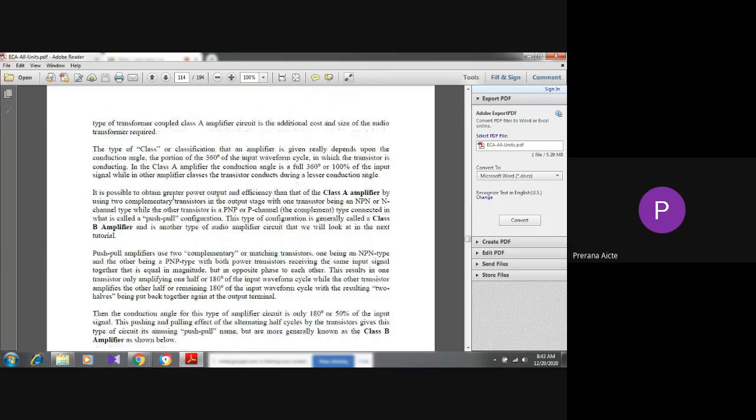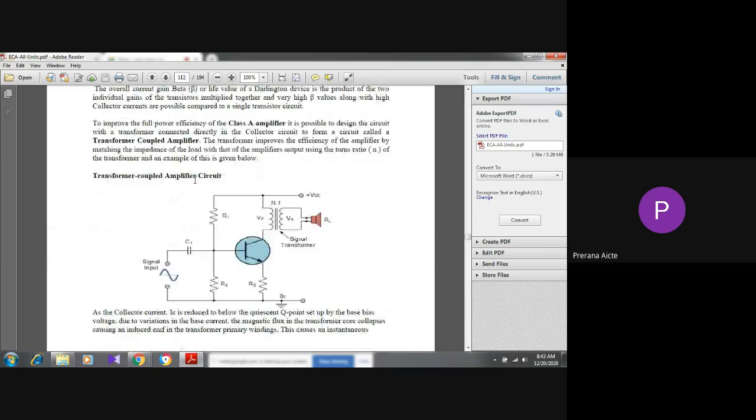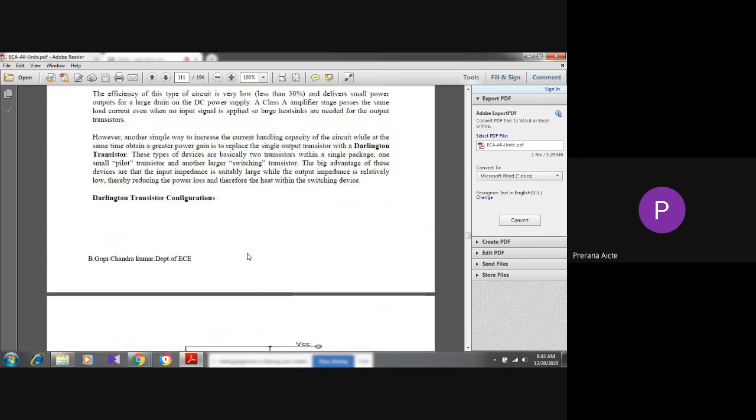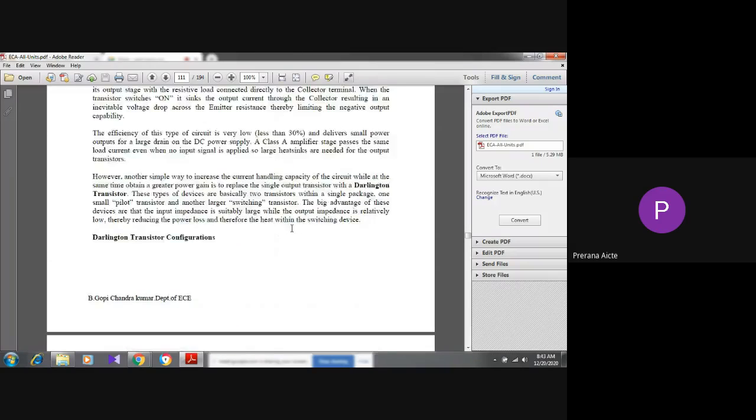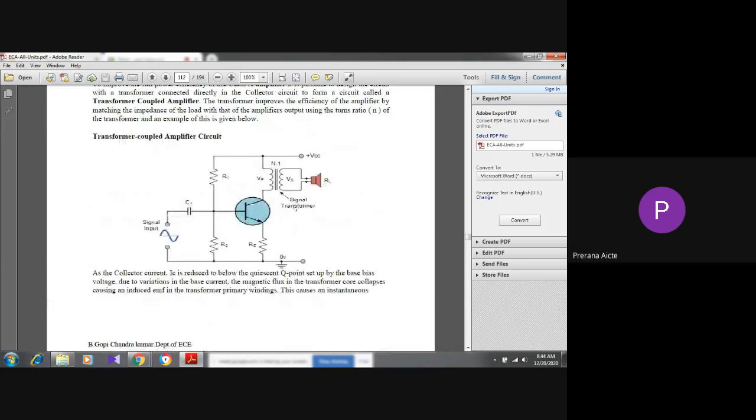Actually, in class A, we have basically two types. One is the series fed amplifier, and the other is the transformer coupled amplifier that we discussed, which is the second type. This is the class A transformer coupled amplifier, and this is the series fed, directly coupled amplifier. These are the two types. Of course, in both amplifiers we will get approximately the same efficiency, but we get a maximum amount of power with the transformer. We can use the transformer for impedance matching, and there we will get better efficiency than the previous one. So this is directly coupled, and this is transformer coupled.